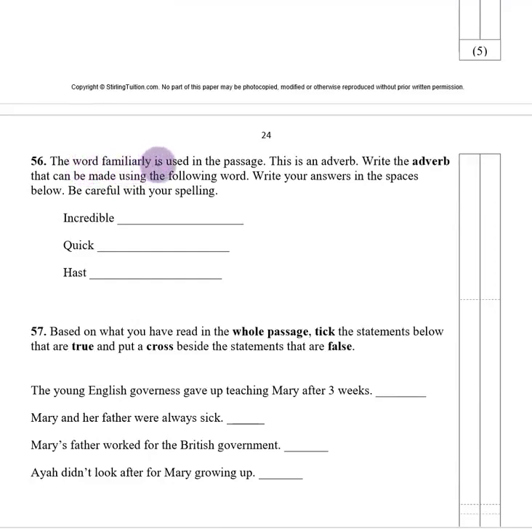Number 56. The word familiarly is used in the passage. This is an adverb. Write the adverb that can be made using the following words. Write your answers in the spaces below and be careful with your spelling. So we've got incredible. To turn that into an adverb, always think about adding ly on the end. So this would be incredibly. So quick would become quickly. And then haste would become hastily. You need that ly on the end of that one.